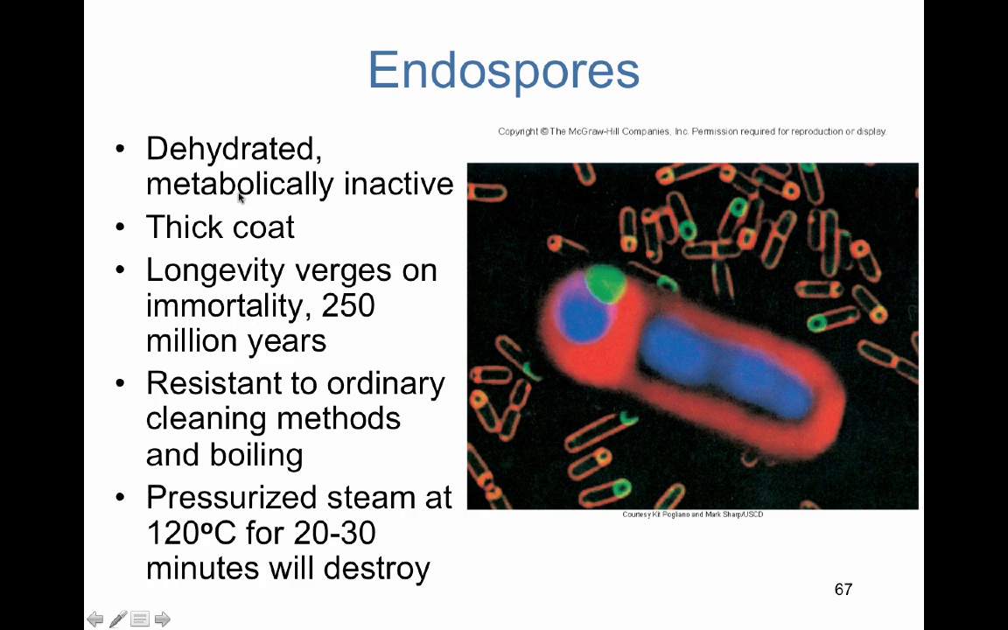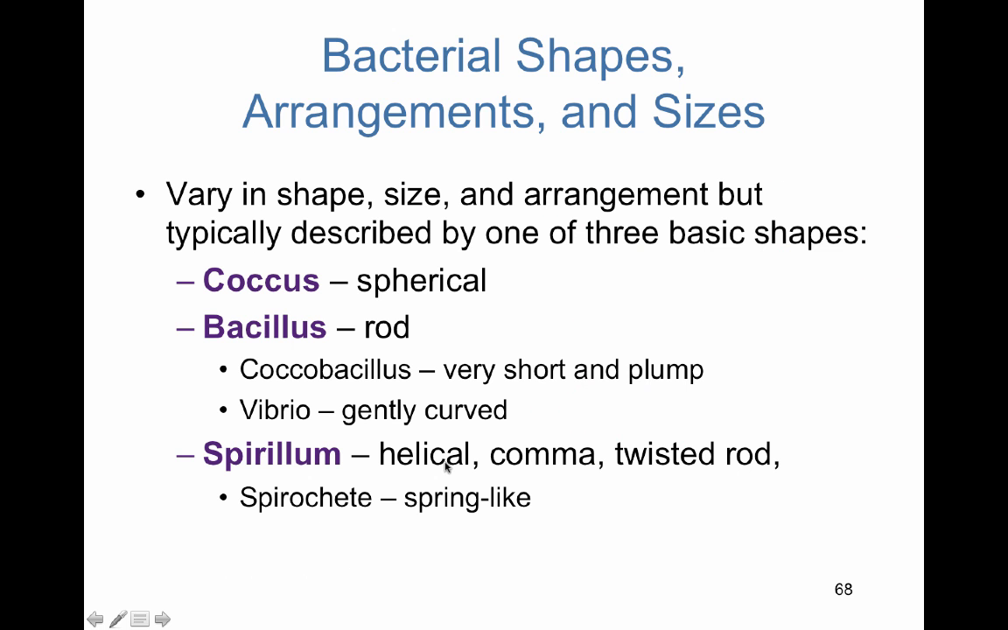They are dehydrated and metabolically inactive. We've found endospores that we've dated back 250 million years old. They are highly resistant to ordinary cleaning methods and boiling, but we have found a way to destroy them. Especially for botulism, if you have heard of that food poisoning, it's notorious in canned foods. We've found a way to process those canned foods in an autoclave cycle, using pressurized steam at a very high temperature to destroy the spores, and it seems to work very well.